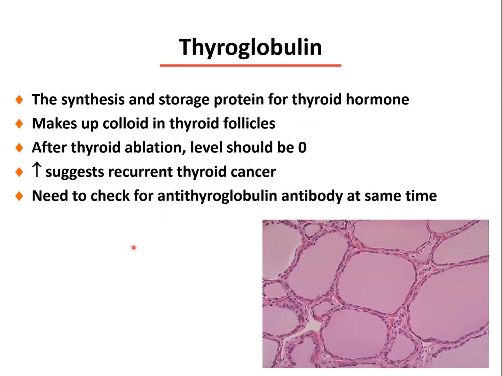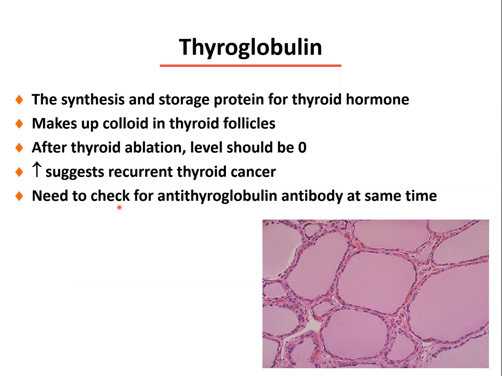The thyroglobulin, as I mentioned, is where the thyroid hormone is synthesized and stored inside these colloid follicles. Usually this is called the follicular structure. After thyroid ablation, the level drops down to 0. If the level increases, as I mentioned, that usually means that we have a disruption of the follicular structure. That could be, for example, some kind of thyroid cancer or thyroid tumor.